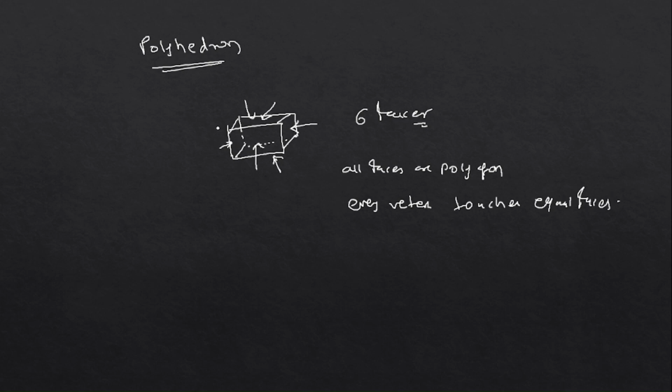Okay, consider this particular vertex, it is touching this face, this face as well as this face, means it is touching three faces. Take the example of this particular vertex, it is touching this face and the topmost face. So every face should be a polygon and every vertex should touch an equal number of faces, then it is called a polyhedron. An example of a polyhedron is a cuboid.